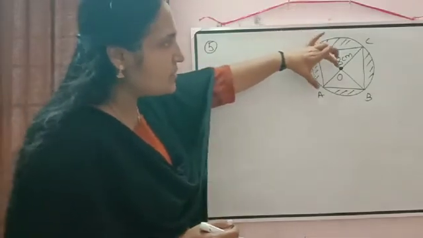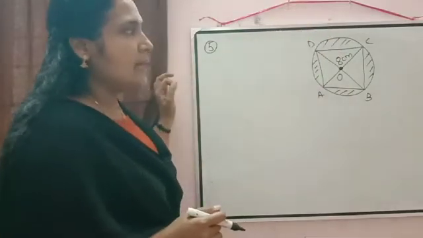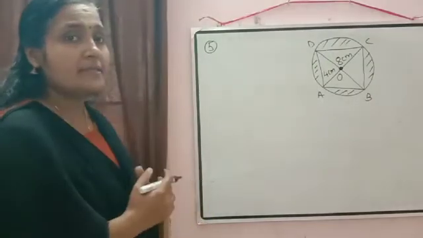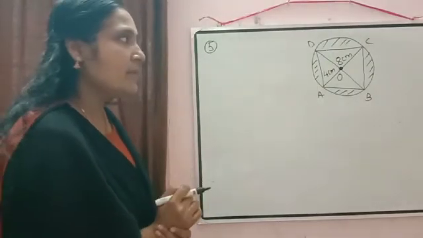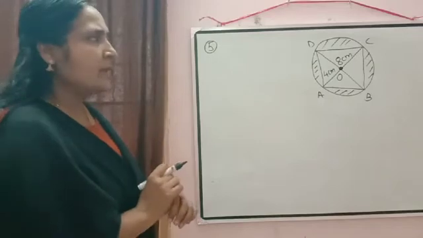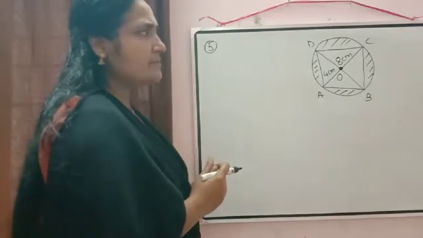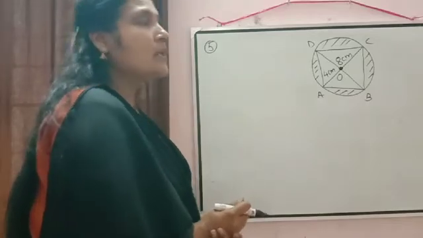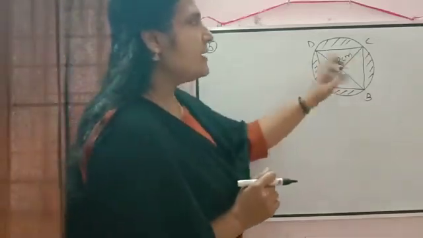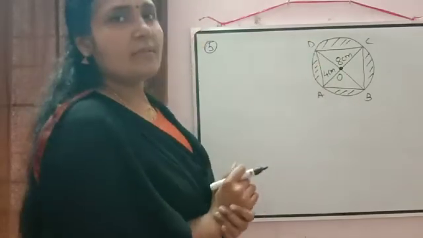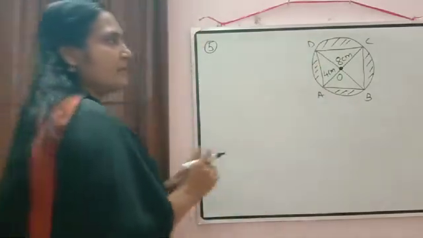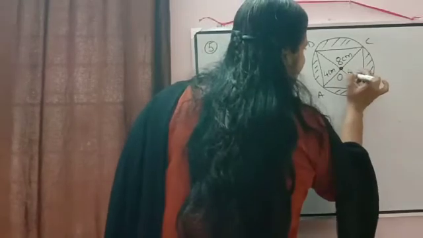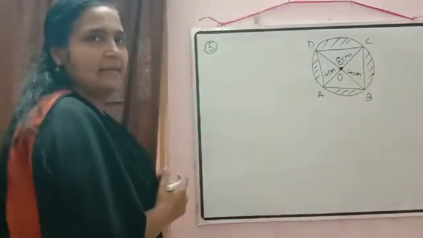Then can you tell me how much will be equal to OA? Yes, OA is equal to 4 centimeter. Why? Because diagonals of a rhombus bisect each other. And do you know any other property? Yes, diagonals of a square are equal also. So if one diagonal is 8 centimeter, the other one also will be equal to 8 centimeter only. So here OB also will be equal to 4 centimeter.